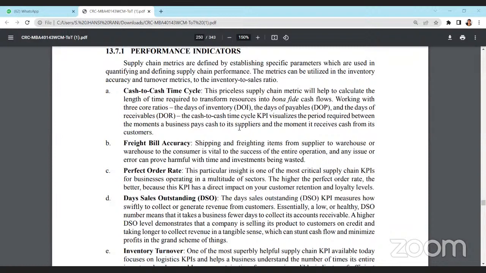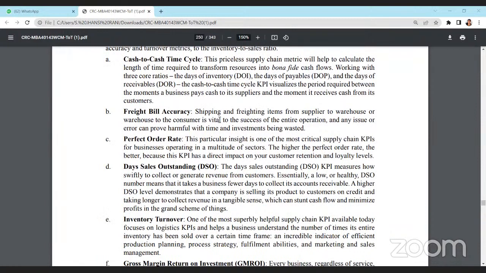And next is freight bill accuracy. Freight bill accuracy is nothing but shipping and freighting items from supplier to warehouse or warehouse to the consumer, which is vital to the success of the entire operation. And any issue or error can prove harmful, with time and investments wasted.